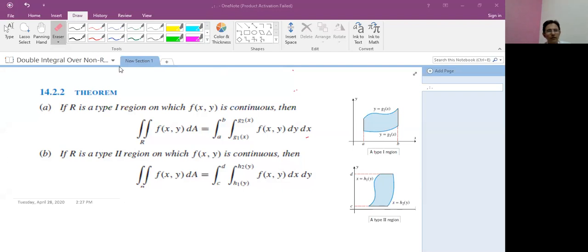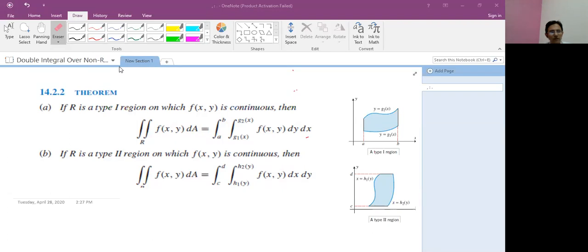Now today our lecture is double integral over non-rectangular region. Student, plane regions can be extremely complex, so in our study of double integrals we deal with two basic types of region, which we will say type 1 and type 2 region.